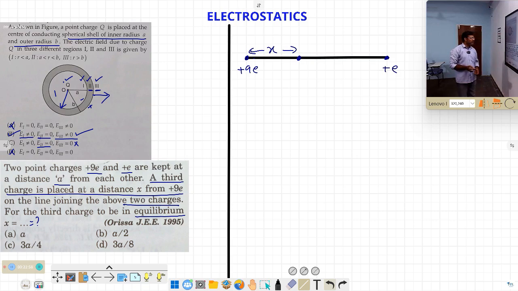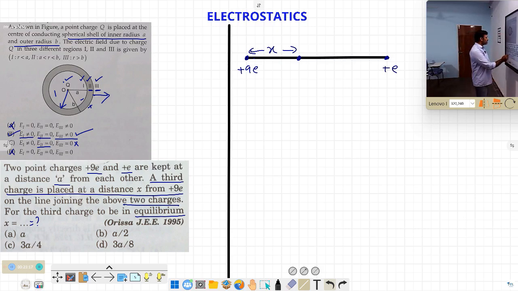Is the third charge value given? You check that. A third charge is placed at a distance of x from plus 9e on the line joining the two charges. The third charge value is not given, so we take it as q, and based on that we'll try to solve it.